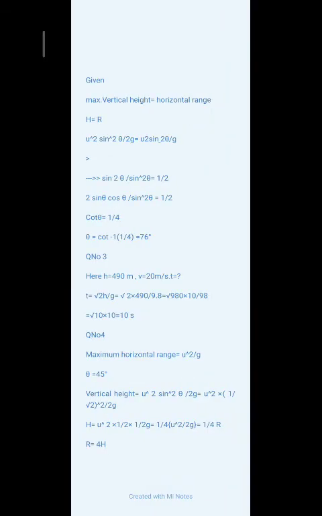Now we have another question, number 2. We are given that the maximum height is equal to the horizontal range. We have to find the angle, that is, for what angle the maximum height is equal to the horizontal range.